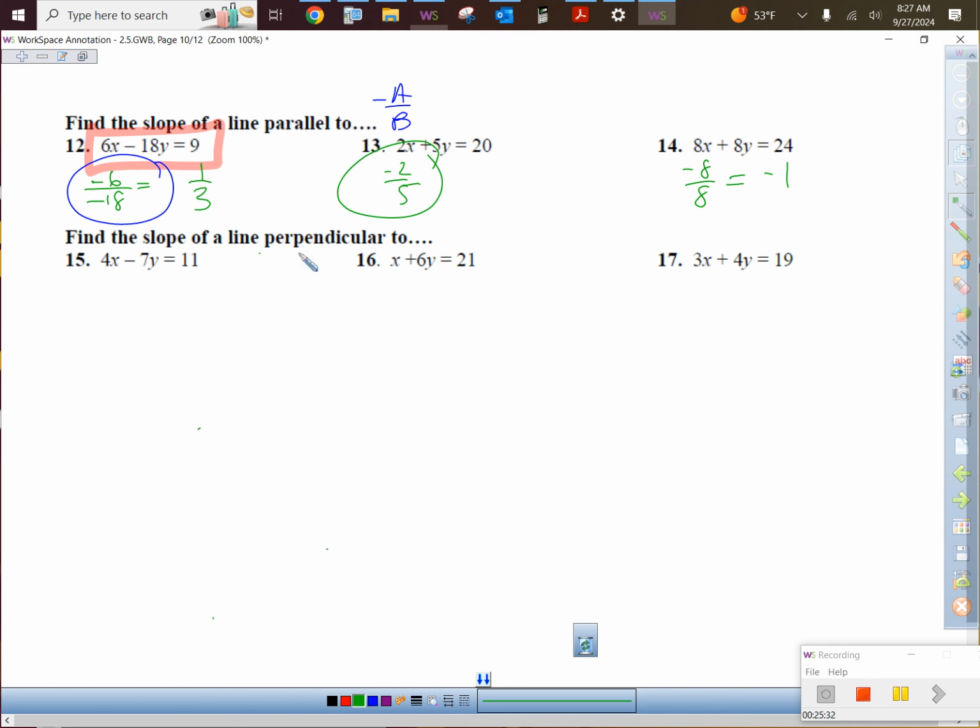What's the P word on these guys right here? Parallel or perpendicular? Perpendicular. If the slope of a line in standard form is opposite of A over B, I need its opposite reciprocal. So what's my shortcut again? B over A. If you write that down, your brain will probably like it. It's like, okay, I want to do B over A.